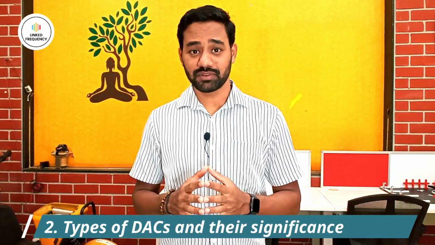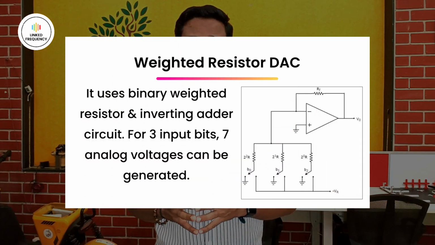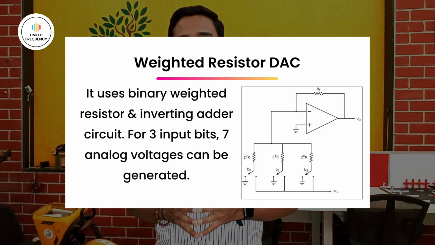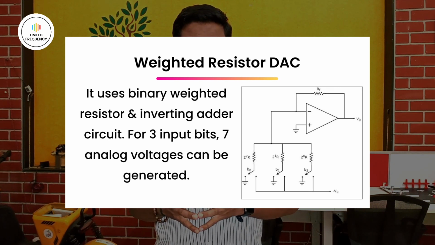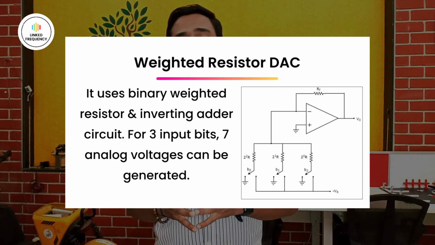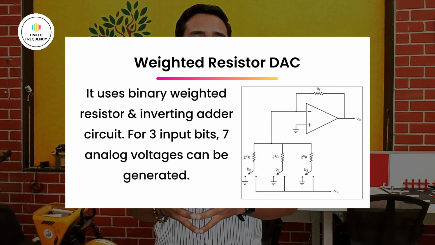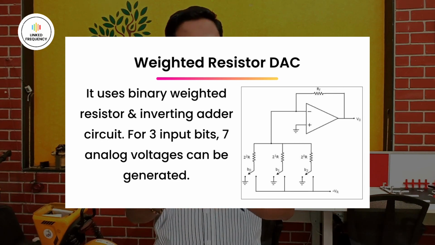Types of digital to analog converters and their significance. Basically, there are two types of digital to analog converters in electronic industry. First one is the weighted resistor digital to analog converter. This particular circuit uses weighted resistors along with the inverting adder. Because of a variable resistance sequence, it can create a variable voltage at the input of the inverting amplifier. Then it will generate an analog voltage at the output side. If we use 3 input bits, then we can create 7 variable analog voltages at the output side.